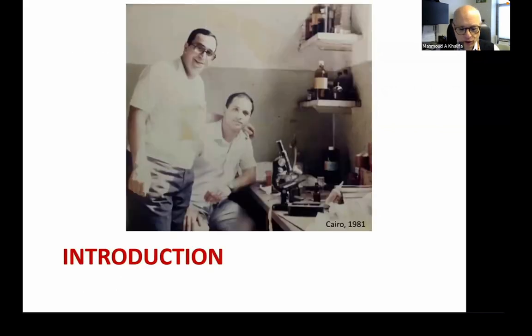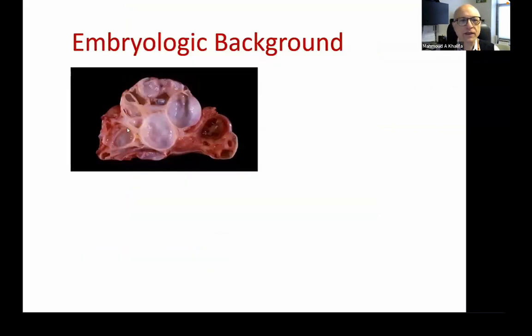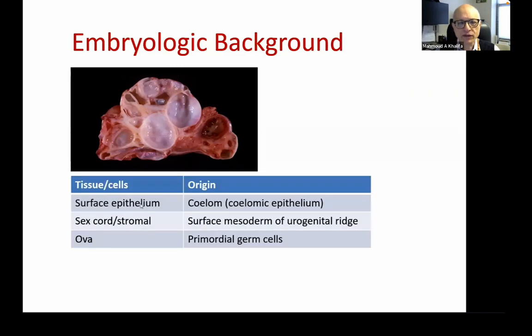The embryology of the ovary, we all know, has the surface epithelium, the stroma, and the ova. The surface epithelium is derived from the coelomic epithelium of the embryo. The coelomic epithelium covers the ovary and also forms the peritoneum. So it is important for me to know that the surface of the ovary and the peritoneum are the same type of epithelium.